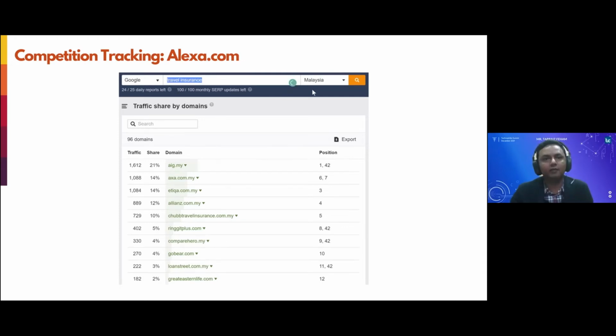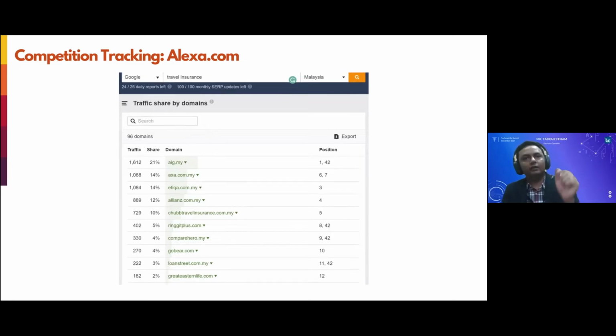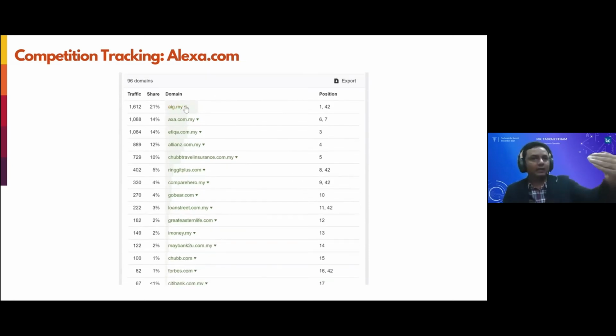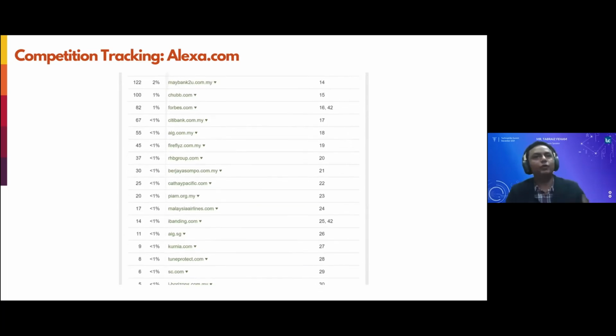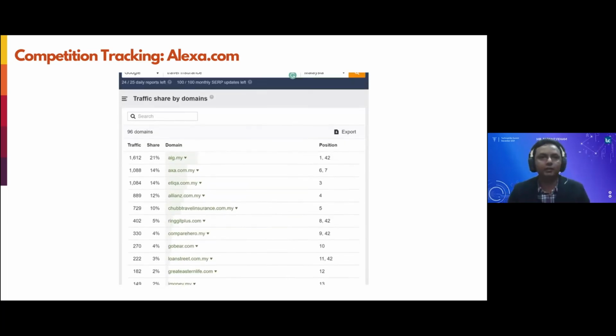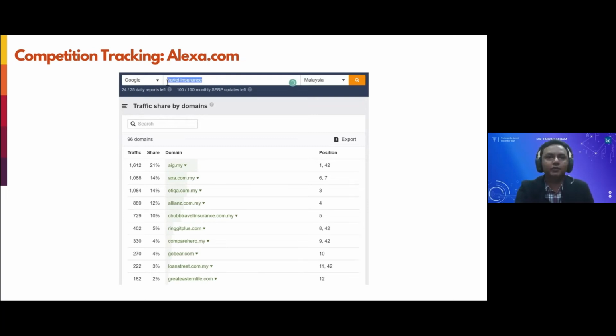There is another example where you can put in a keyword, and against that keyword on Alexa, you can see who is on top, which companies are ranking on top for that particular keyword. And then you can see their market position as well.